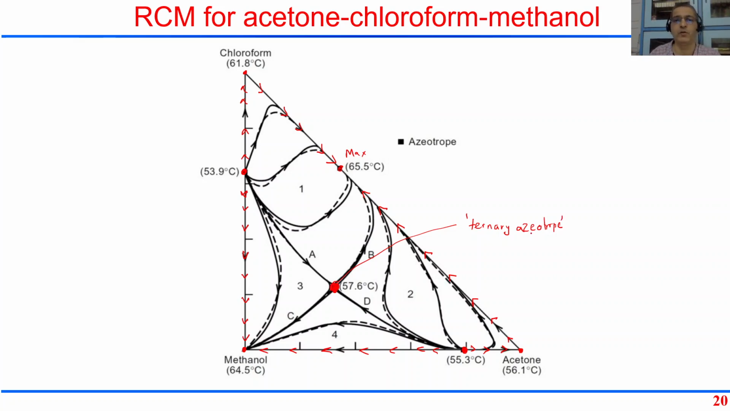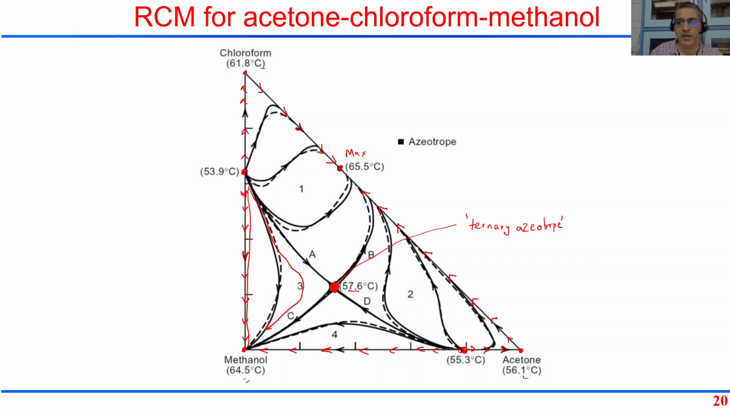Now, for the ternary azeotrope, we are not going to call it minimum boiling or maximum boiling, because you see this temperature 57.6 is higher than acetone but lower than methanol and chloroform. So we don't call it a minimum or a maximum boiling azeotrope. We just call it a ternary azeotrope. Now, if you see the distillation curves or residue curves, if we start with, let's say, some point here, then we are going to look at the boundary. We are going to go towards the methanol. But if you start at a slightly higher composition, we will go towards this azeotrope, but then turn towards the methanol.